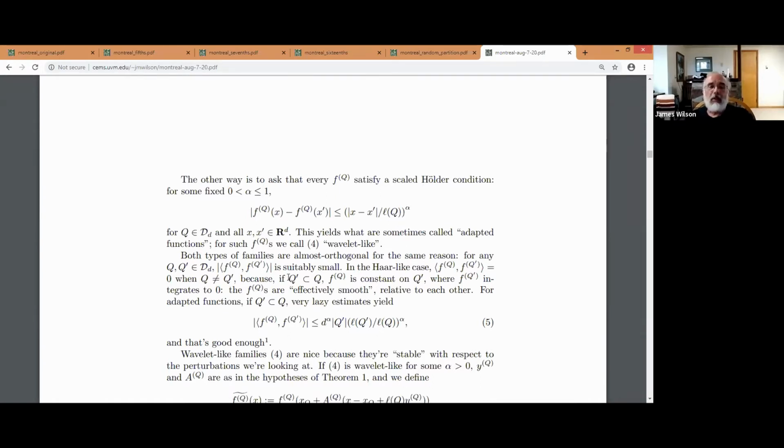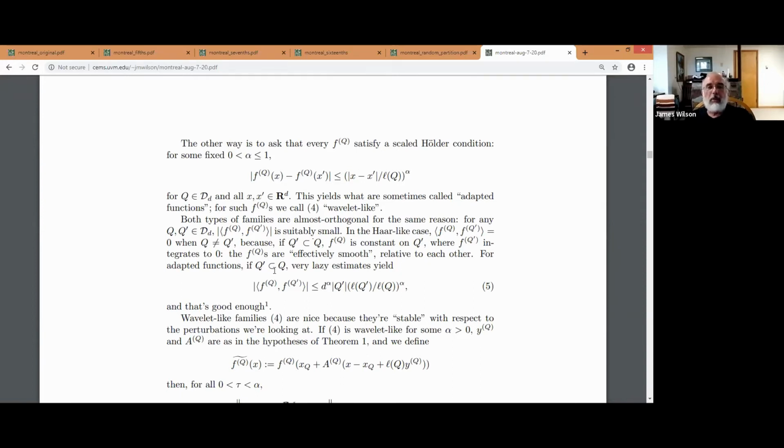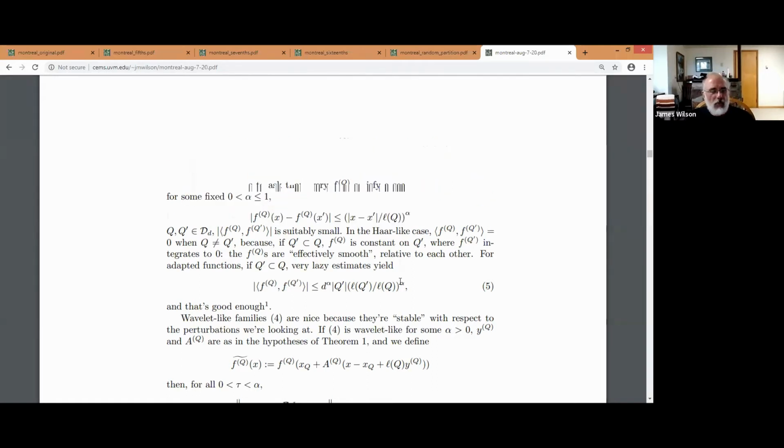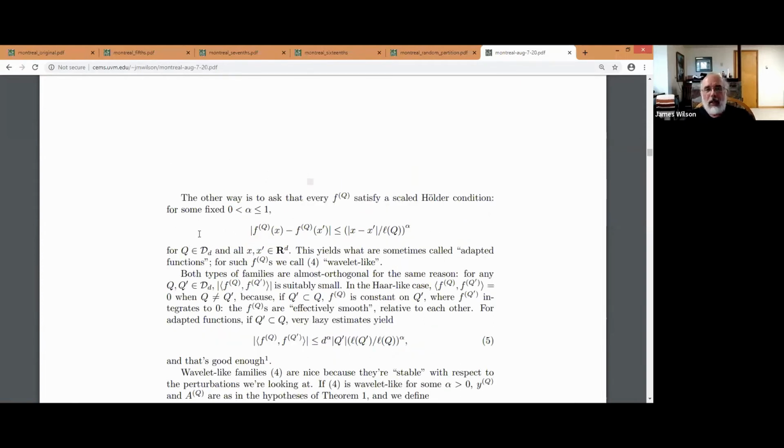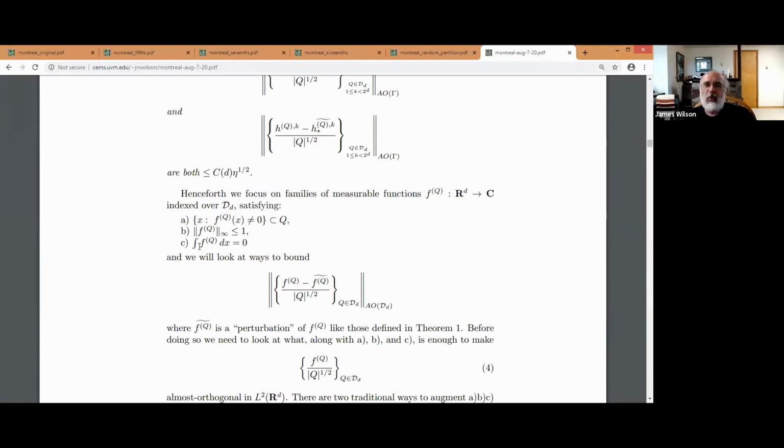Okay. Now for the adapted functions, you have something that's not quite as good. If q prime is contained in q, then if you take really, really lazy estimates, this inner product is bounded by d to the alpha, measure of q prime, and then you have the ratio of L of q prime over L of q to the alpha. And if you look at the CBMS thing that Razor, Yaworth, and Weiss did many years ago, everyone who works with these adapted functions, this is good enough. This is good enough to give you almost orthogonality. Okay, in fact, this estimate here is not even optimal. So what you basically have is traditionally you augment A, B, and C, these three conditions, by what is basically a pointwise smoothness condition to get almost orthogonality.